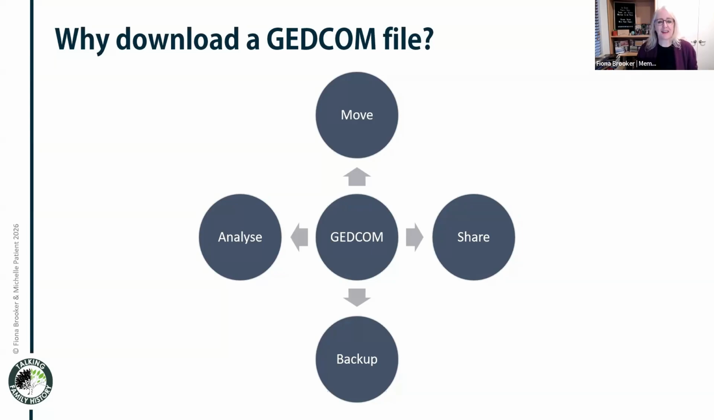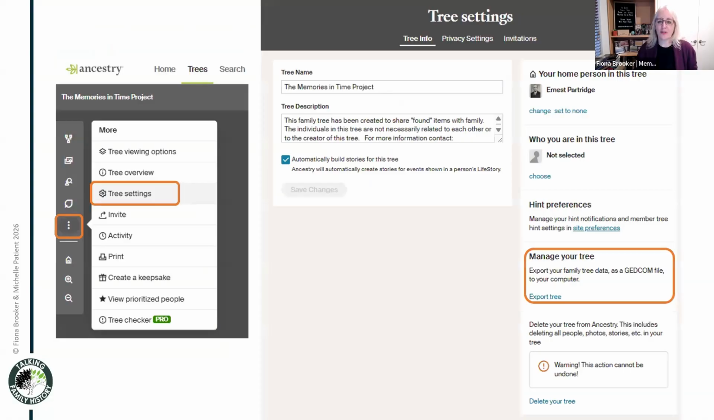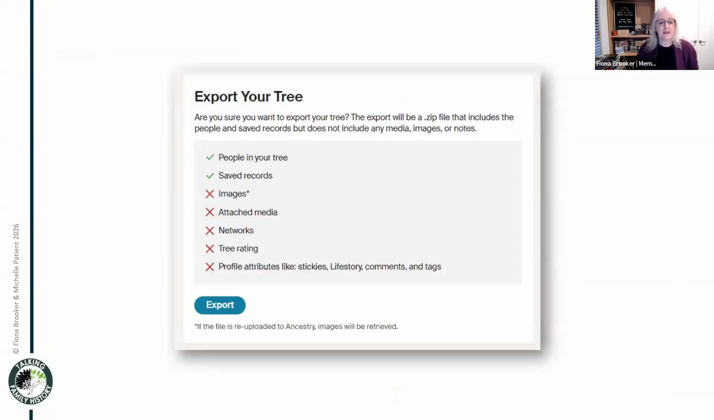So how do you get that file? Well, you go into your tree settings. I've shown you this before. So go to tree settings and you'll see an option there that says manage your tree. So make sure you're in the right tree if you have multiple trees for the one that you actually want to download. And you'll see a button there that says export tree. So you can go in and export your tree.